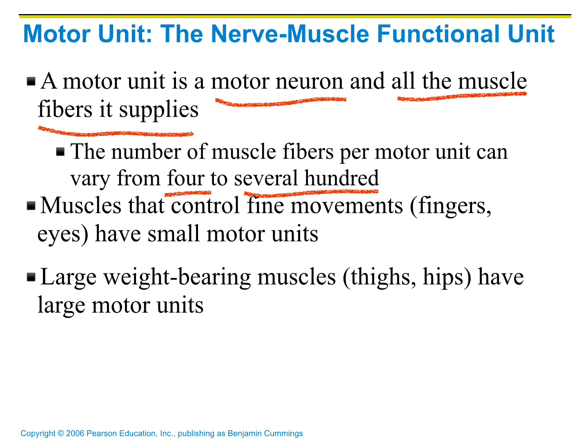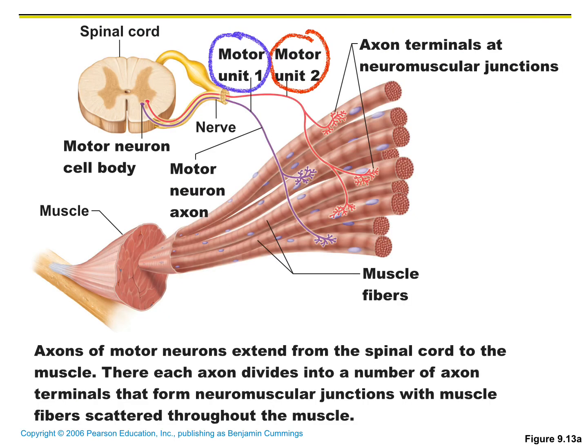Now, a motor unit, what is this? A motor unit is a motor neuron and all of the muscle fibers that it supplies. We'll look at a picture on the next slide. But from one motor neuron, there can be up to 4 muscle fibers, which are muscle cells, or there can be several hundred. Now, muscles that control fine movements like the fingers and eyes are going to have smaller motor units, and larger, stronger, weight-bearing muscles like the thighs and hips are going to have larger motor units.